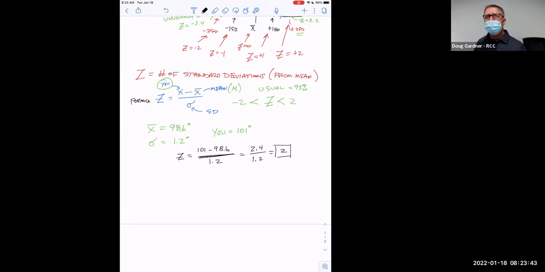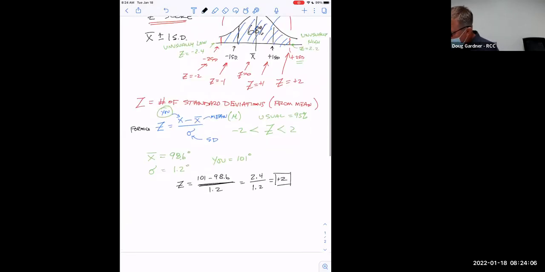So now I know something. In a sense, the doctor knows something. Yeah, your temperature is high, but is it way high or just a little bit high? You don't get to just decide that yourself. You have to think about that relative to this standard deviation here. Notice, it's very important, that's a positive 2, not a negative 2. Doesn't that tell me exactly where I am over here?